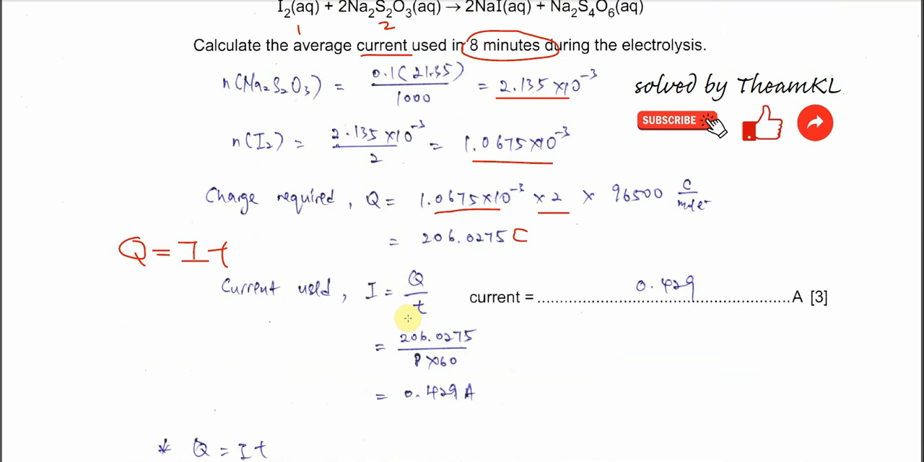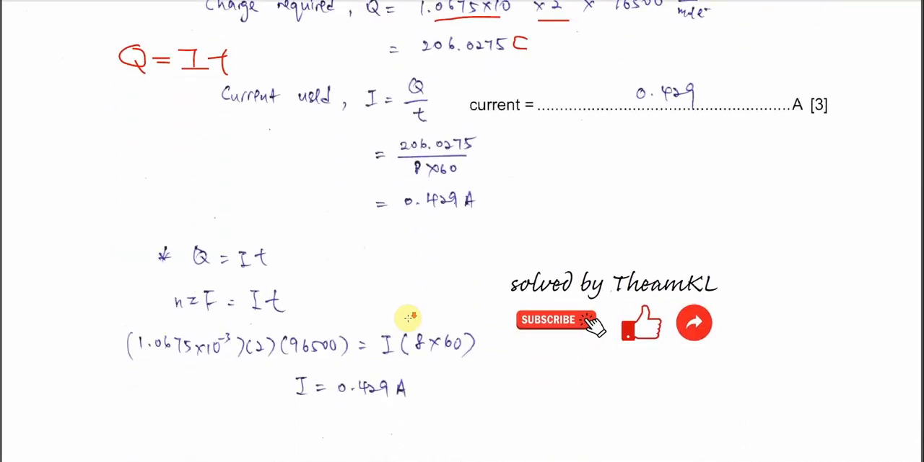If you want to make it fast, which I recommend you all to do these steps, it's actually better step by step. If you want to make it fast, you can use Q equal to IT. Q is actually NZF. N is the moles produced, Z is the electrons involved, and F is the Faraday constant, equal to IT. I is of course what we want to calculate, and T is the time. So eventually, rearrange, you get the same value.